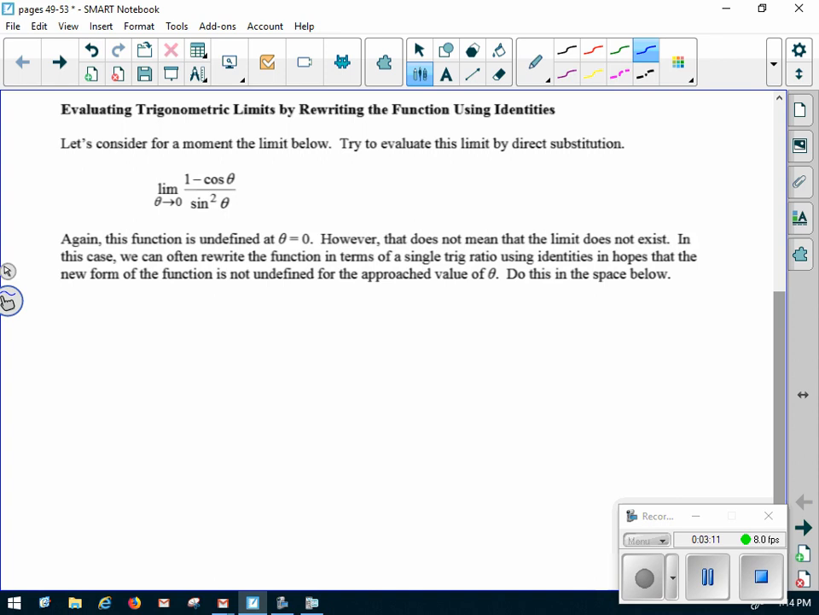Let's consider for a moment the limit below. Try to evaluate this by direct substitution. All right, so let's try. We get 1 minus the cosine of 0, 0, not theta, over the sine of 0, squared. What's the cosine of 0? 1. 1 minus 1. What's the sine of 0? 0. Squared is 0.